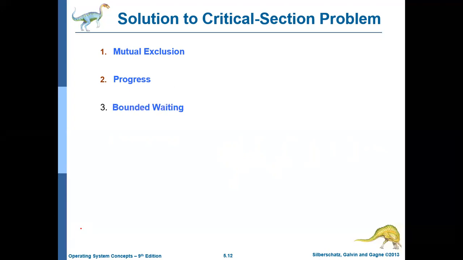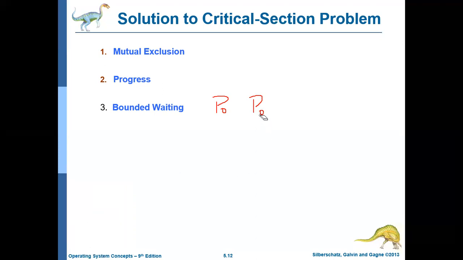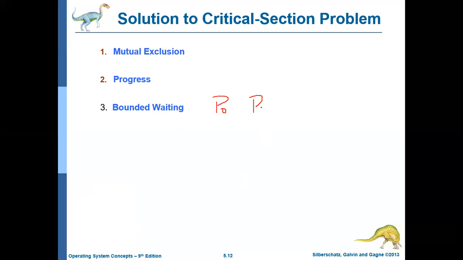And the third condition is bounded waiting. What is bounded waiting? Let us start with a small example. Assume there are two processes, P0 and P1. Say both of them want to enter the critical section at the same time. So any one of them will initially get it. Assume initially P0 enters the critical section.